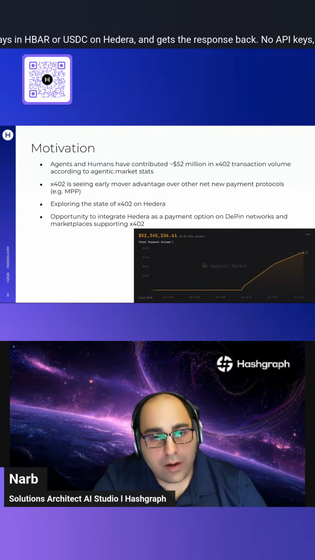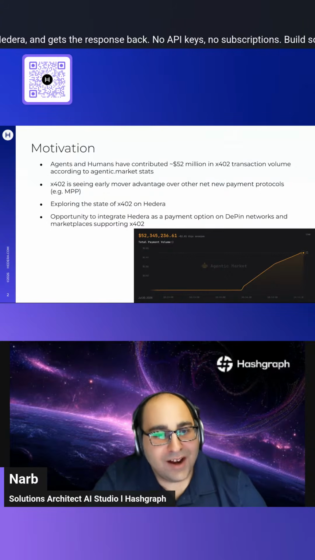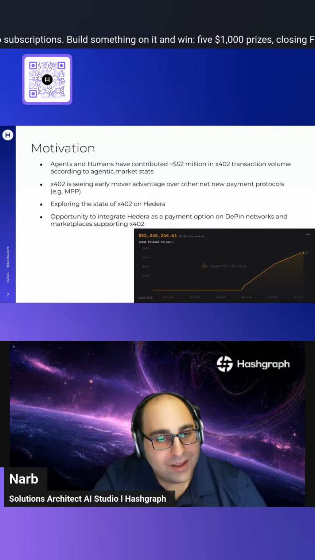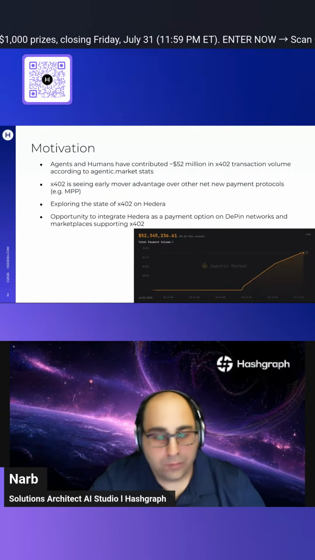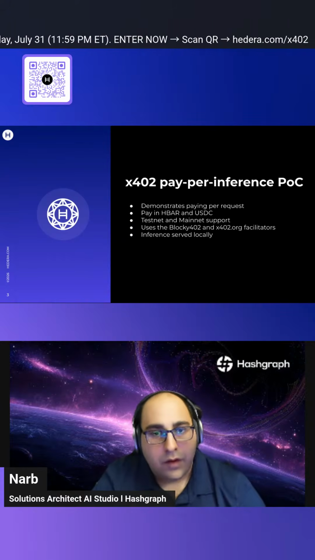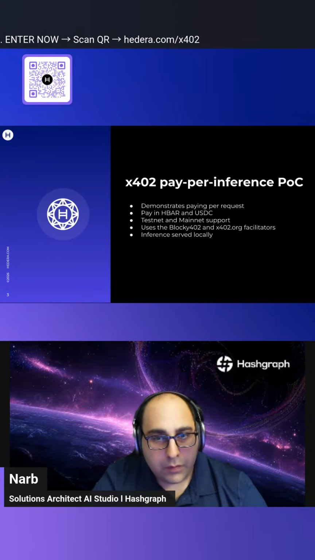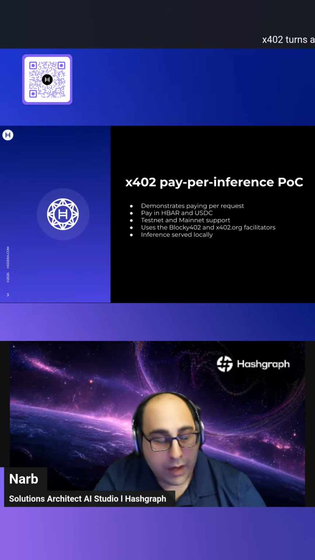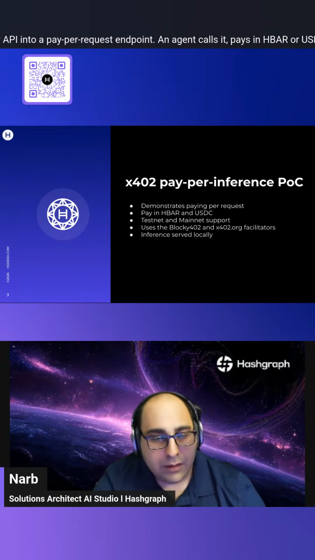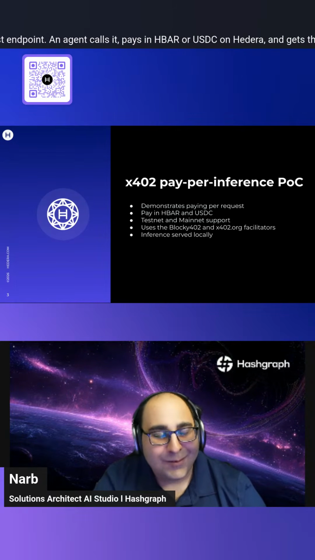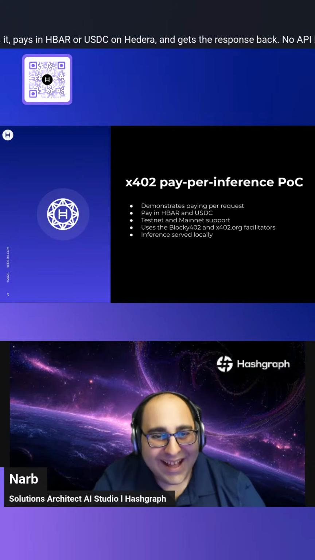Today is supported by, I think, Base and Solana, but we're hopeful that we can also get Hedera in that game as well as getting Hedera on other marketplaces supporting X402. So this proof of concept, like I mentioned, is paying for inference, and it will demonstrate how to do that. We'll be able to pay in both HBAR and USDC on both testnet and mainnet. So yes, we'll be spending some real money, so to speak.